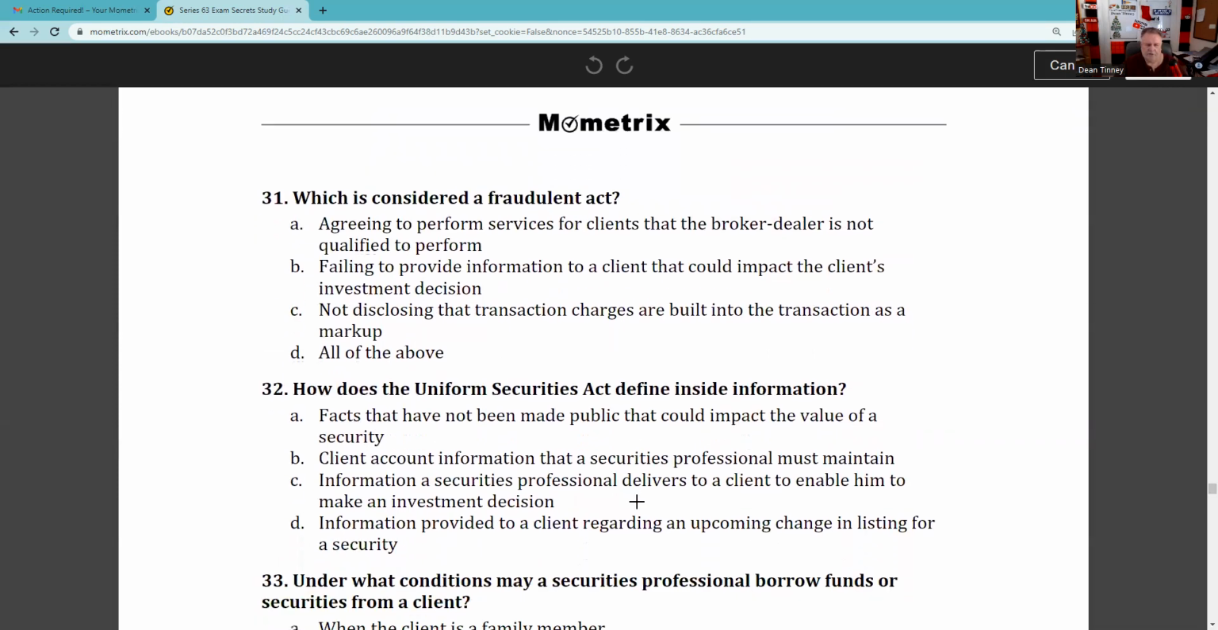Which is considered a fraudulent act? Agreeing to perform services for clients it's not qualified to perform. Yeah, we've got to know our limitations and say, listen, I have no expertise in that. B, failing to provide information that could impact. Yeah, that's omitting a material fact. That's a problem. Not disclosing transaction charges. That's a big no-no. Yeah, that's kind of a layup as Series 63 goes. All of the above.